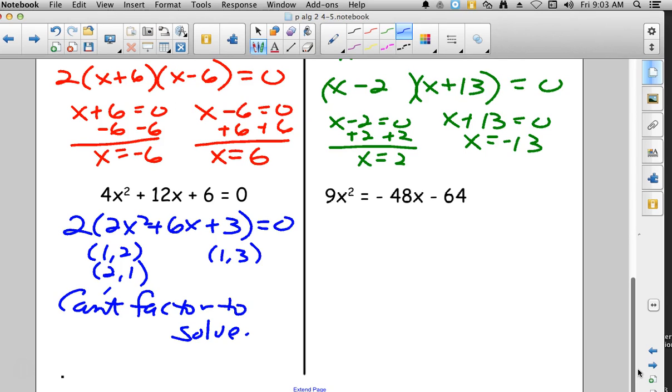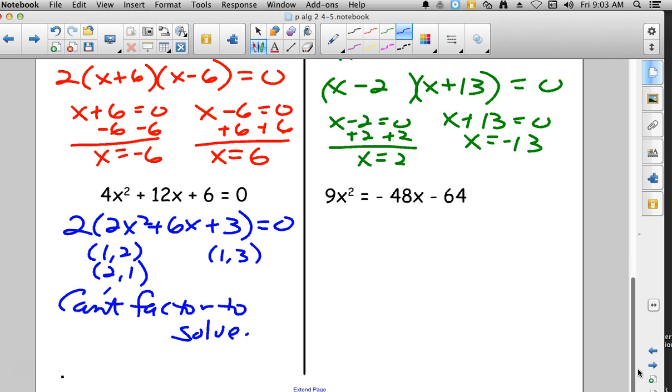How often does that happen? In this book, almost never. This book is really good at giving you problems that are truly factorable. But when you get to the word problems and there's all kinds of decimals and that kind of junk, then yeah, we're going to learn to use our calculator when this happens.